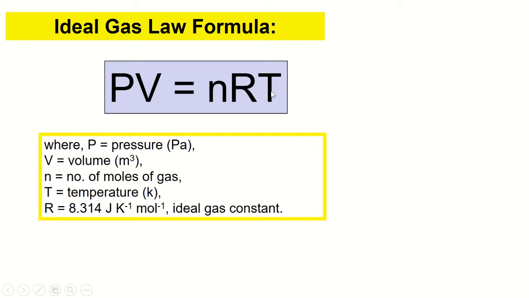And this T stands for the temperature of the gas, and the temperature of the gas you have to take in Kelvin only, not in degree centigrade. If it is in degree centigrade, then you have to convert that temperature to Kelvin, and then you can use it in this formula. And in this formula, this R is the ideal gas constant. This is constant for all the gases, and the value of this gas constant R is 8.314 joule per Kelvin per mole.